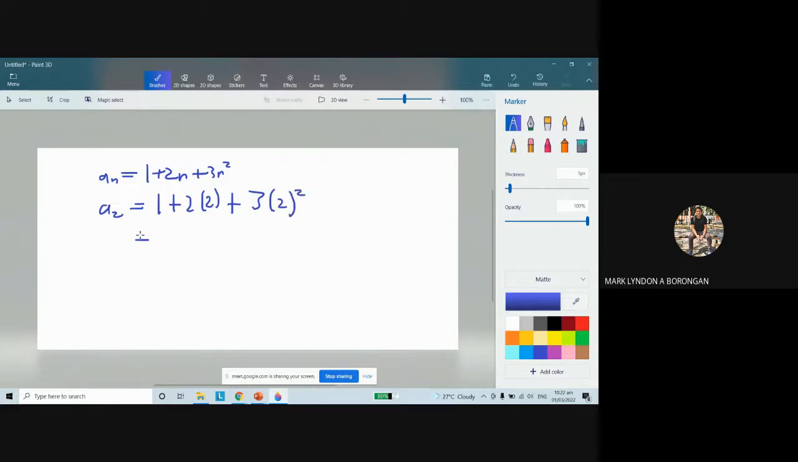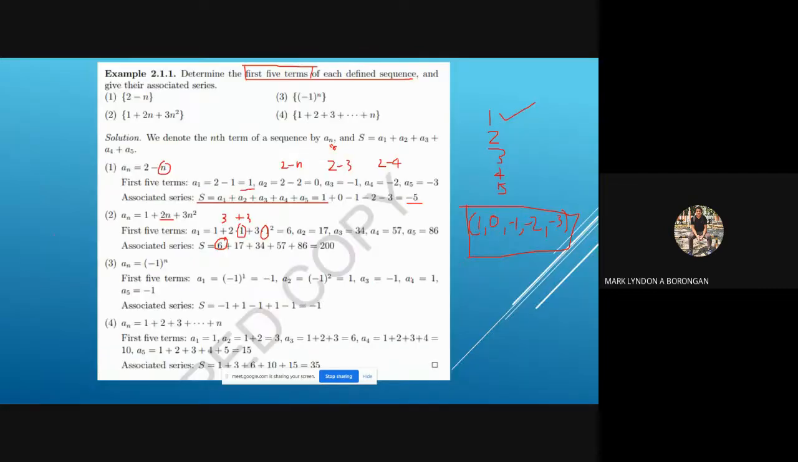Okay? And then simplify. So 1 plus 2 times 2 is 4, plus 3 times 2 squared, which is 4. Now what's left to do is simplify, guys. So 1 plus 4 is 5. 3 times 4 is 12. And then adding 5 and 12, you'll get 17. And 17 will be your second term.